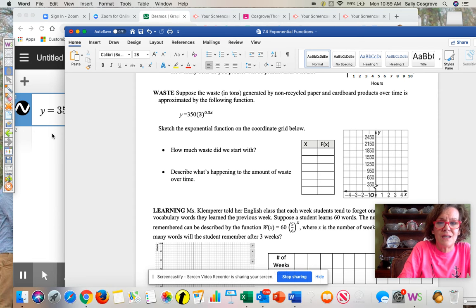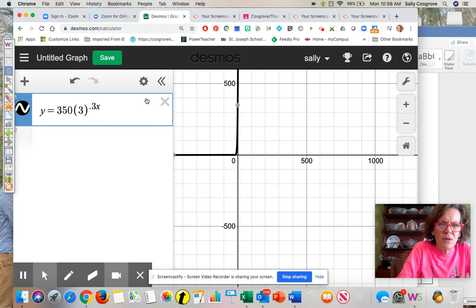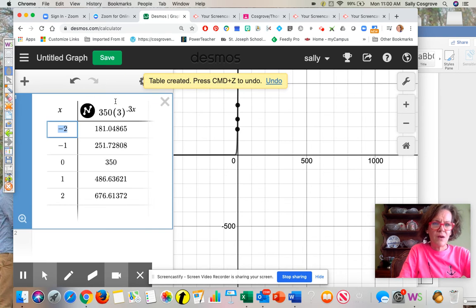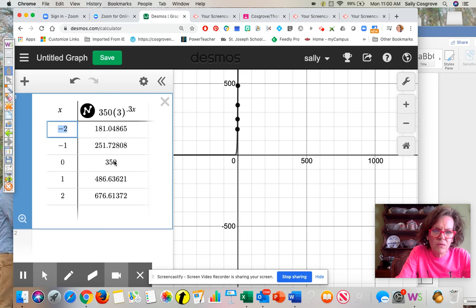Let's go to the table and see. What I can do, if you remember, is go up and convert this to a table. And there it is, Shazam. All right, let's look. When x is 0, what's y? 350, just like we thought. And again, why? Because 0 times 3/10 is 0. So 3 raised to the 0 power is 1, and 350 times 1 is 350. Sure enough, when x is 0, y is 350.